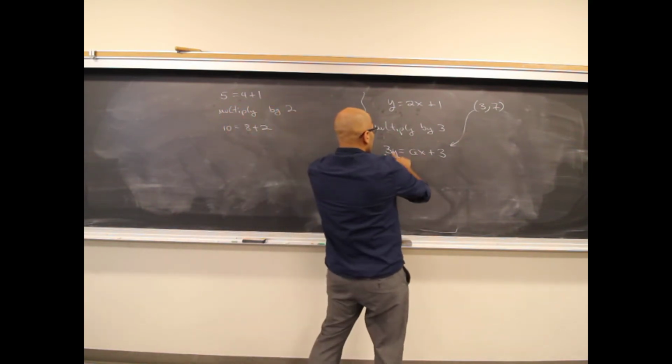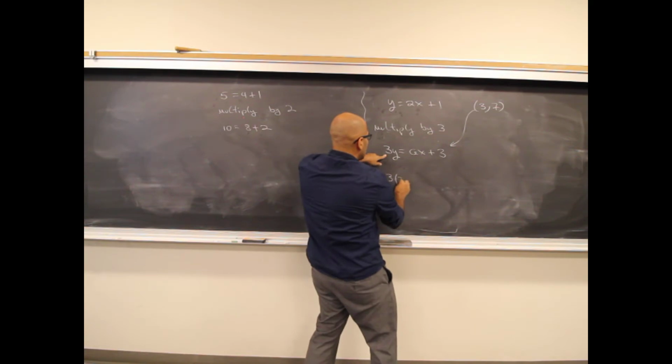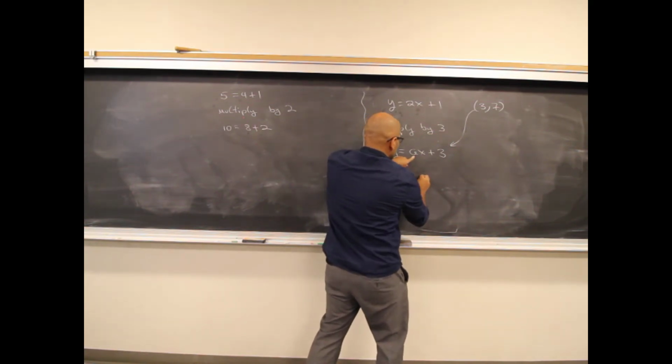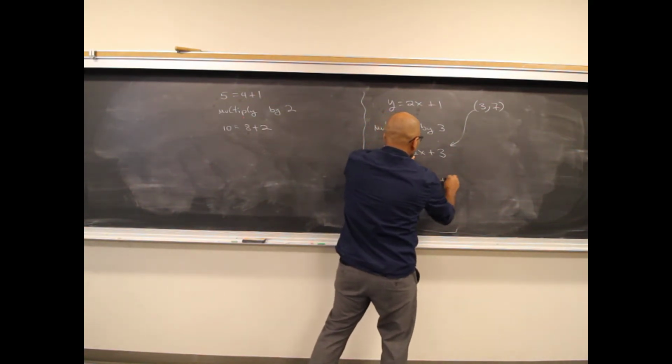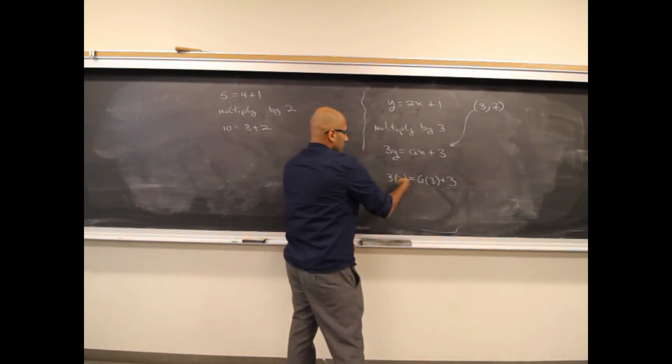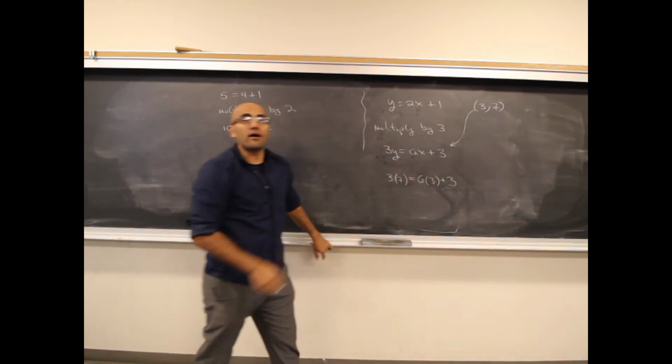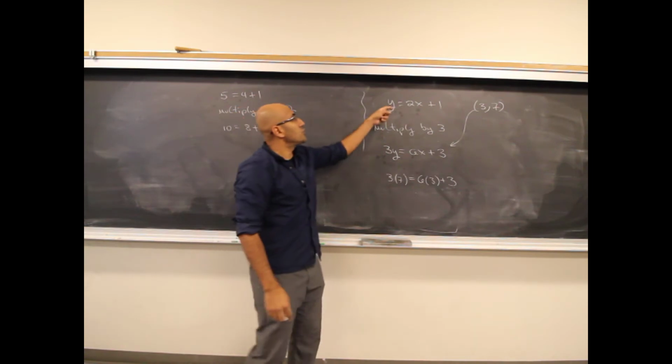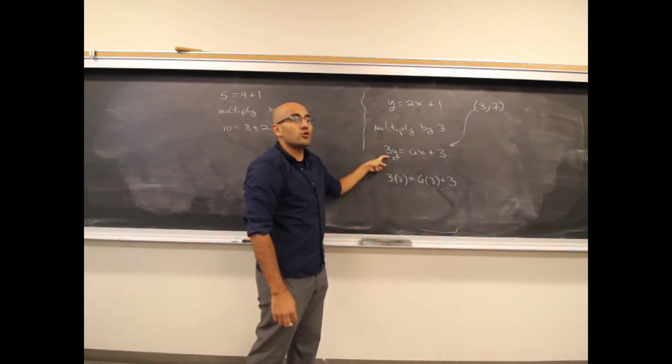So let's check it. This is saying that 3 times 7 is going to be equal to 6 times 3 plus 3. Is that true? 21, 18 plus 3, 21. Also true, right? Any solution to this one is also a solution to this one.